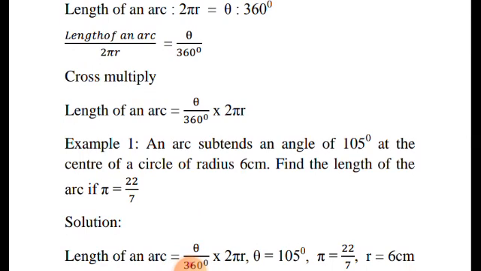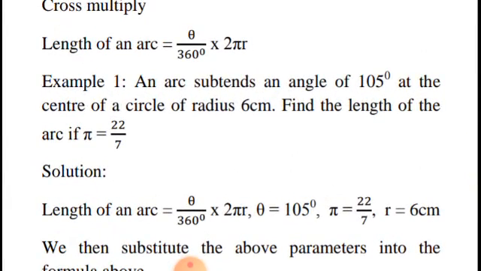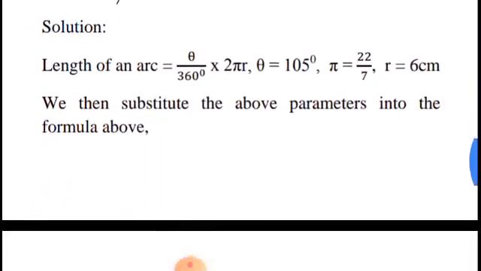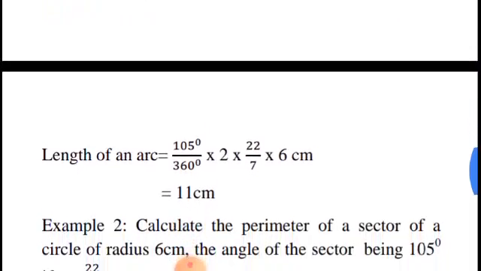In some cases, pi can be given as 3.142, but here it is given as 22 over 7. Also, the radius is given to be 6 centimeters. Now, that is the information that we need. So the next thing to do is to substitute the above parameters into the formula. Length of an arc is equal to 105 degrees over 360 degrees times 2 times 22 over 7 times 6 centimeters. Altogether, that will give us 11 centimeters.